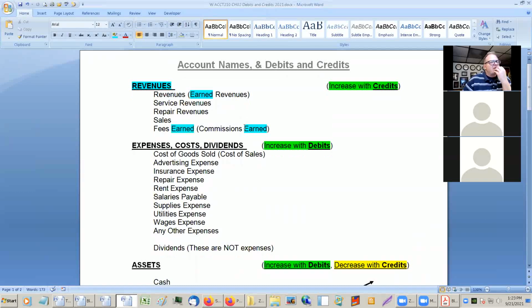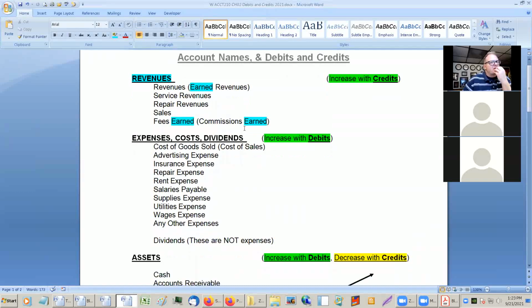I just found an error in my handout. Look at the expenses, cost, dividends. There's an error in there. What is it? There's a payable. Yes. Everybody, let's correct that. That should not be salaries payable. That should be salaries expense.